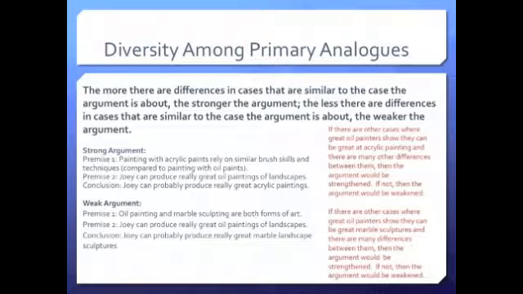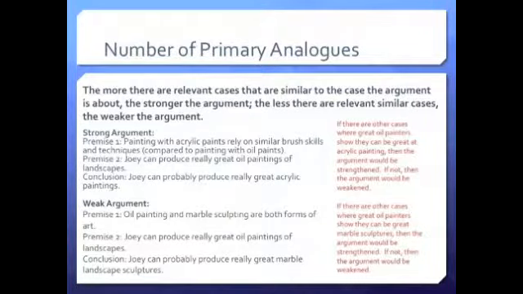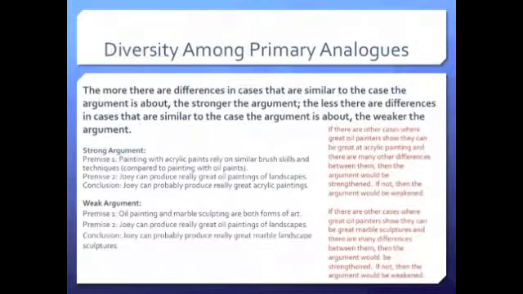Let's consider the strong argument here from analogy. Now, as we discussed in the previous slides, the primary analog to this kind of argument is if we can find cases where people can produce really great oil paintings as well as produce really great acrylic paintings. Each of these cases will be primary analogs to this argument. Now, if it's the case that in each of these cases you have dissimilarities between the cases, then these cases would actually suggest that the argument in question is a strong argument.